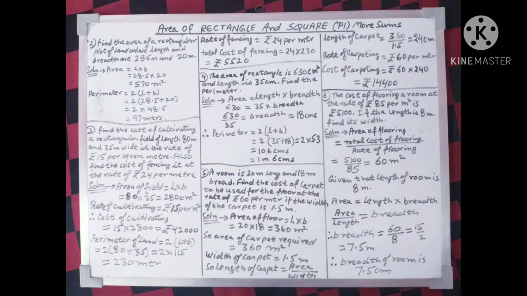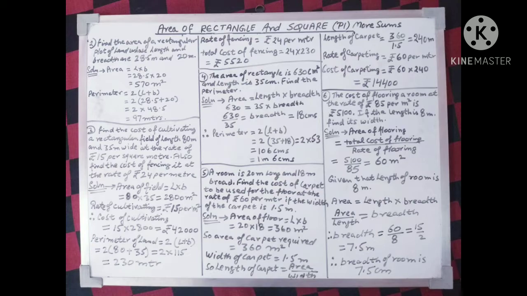Let's see the next question now. This is a case of flooring, right? The question is: the total cost of flooring a room at the rate of rupees 85 per meter square is 5100. If the length of this room is 8 meters, find the breadth of this room, right?